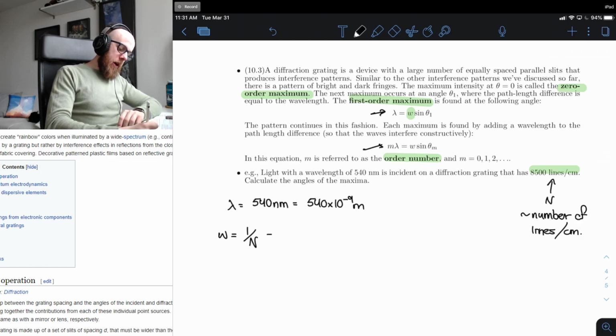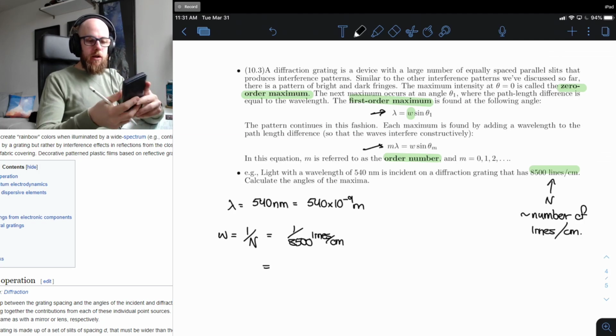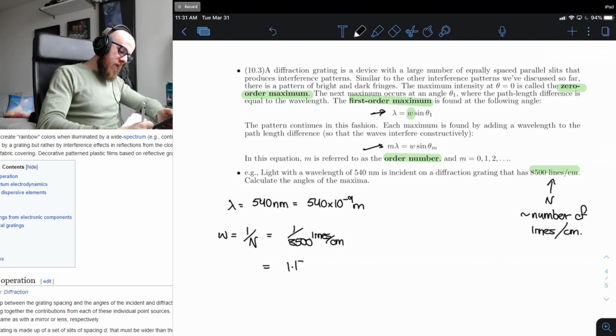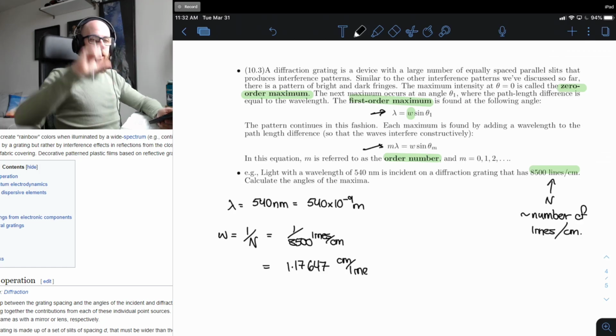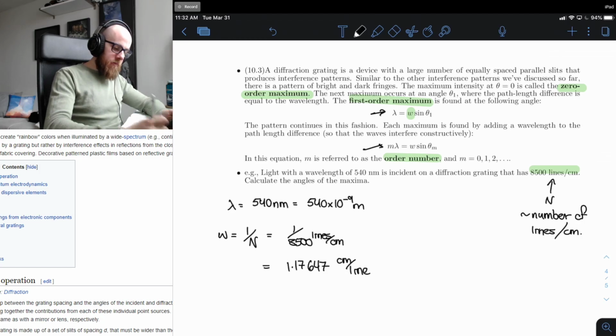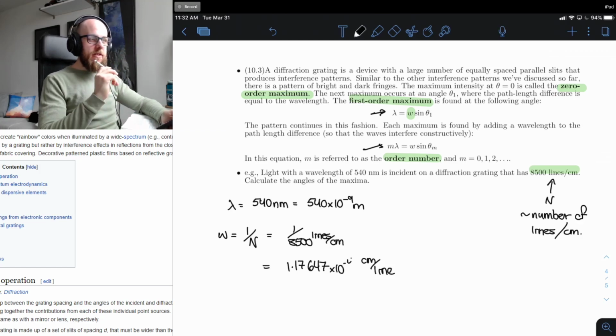And let's see why this is true. So if I do 1 over 8,500 lines per centimeter, then when I flip this around, I get 1 over 8,500. So I get 1.17647, keep a couple extra digits, centimeters per line. All right, so my units flip as well. All right, so this tells me how, oh, and I forgot my times 10 to the negative 4. Okay, that makes it seem a lot more reasonable.